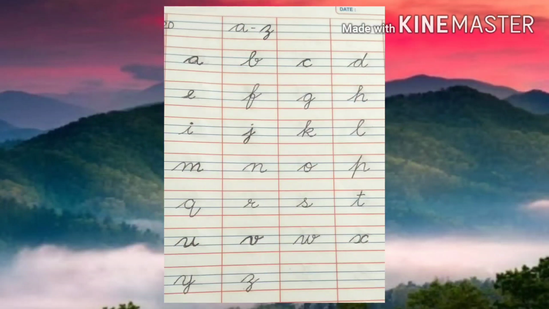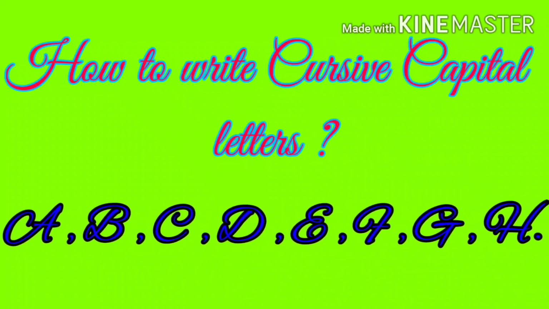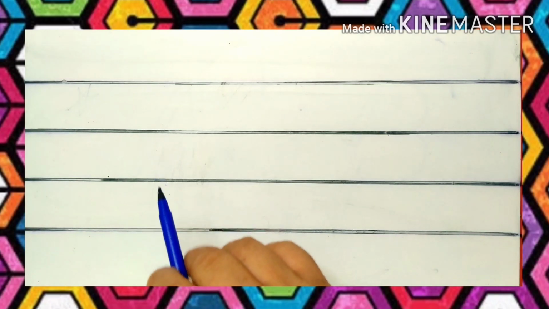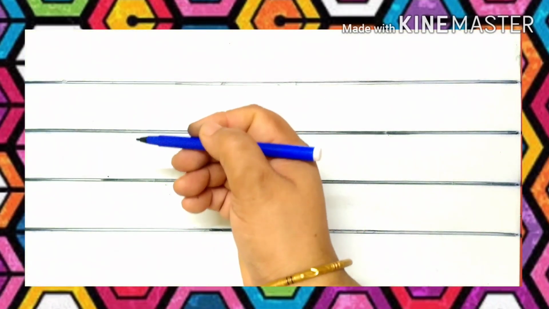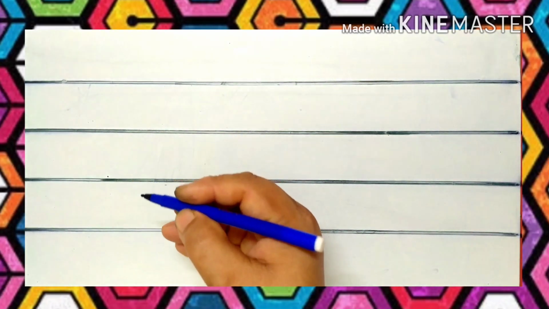Children, in the previous videos, you learnt cursive small letters A to Z. In this video, I am going to teach you how to write cursive capital letters. So let's start. Children, you all know there are 4 lines in an English copy. So we have to start our first letter, cursive A.